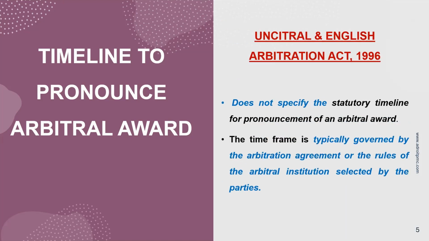And next is UNCITRAL and UK arbitration law. UNCITRAL does not speak on the timeline, but the countries have their timeline in their arbitration acts, and the arbitrators follow those timelines and pass the award. But in UK, as I said, UNCITRAL does not have any strict timeline. Although the parties can have it in their agreement, if it has been mentioned in the arbitration agreement, then the arbitrator has to stick to that timeline.